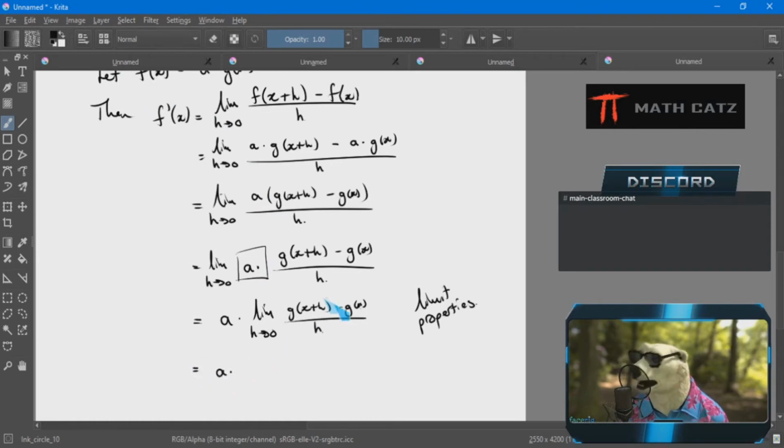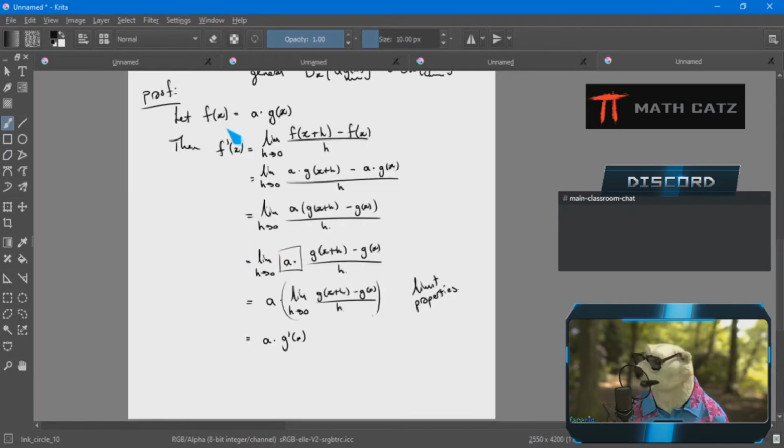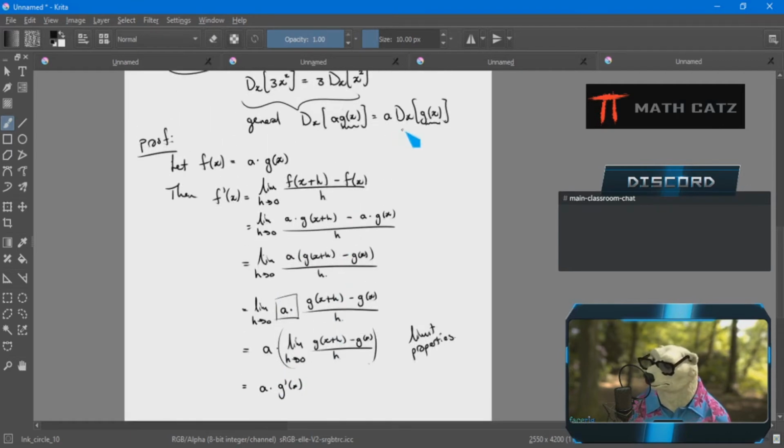So now I can see here that what's left in the limit is exactly the limit definition for the derivative of g. Derivative of g. So let me zoom out. If I have a function that's a number times something else in x, the derivative is that same number times the derivative of the x portion. Or in big D notation, up here, it's the same thing. Different notations for the same thing.